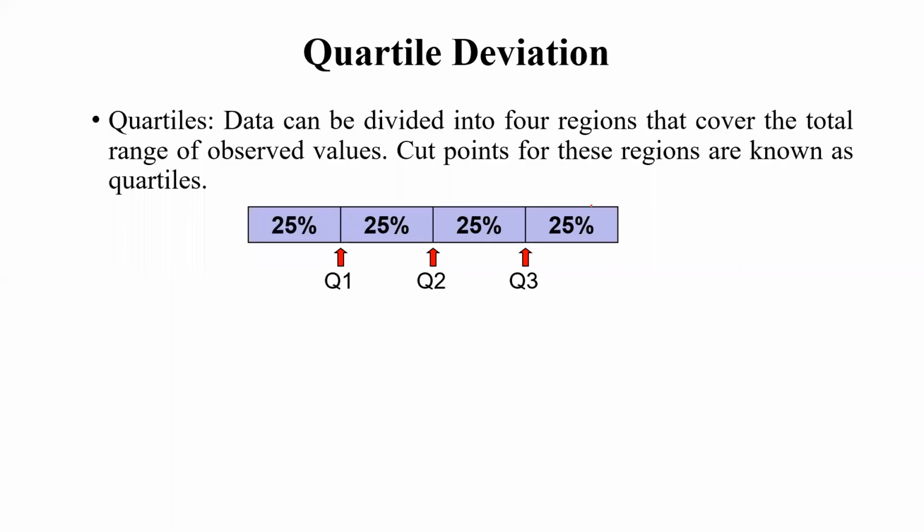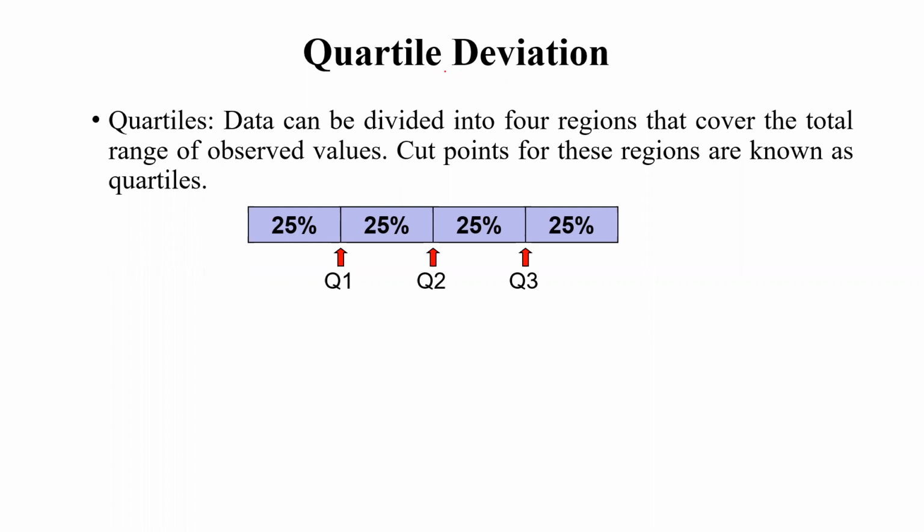Hello, here we will talk about quartile deviation. Quartile deviation is part of absolute measure of dispersions. As we know, measures of dispersion is divided into two parts. One is known as absolute measure of dispersion and the second one is known as the relative measures of dispersion.